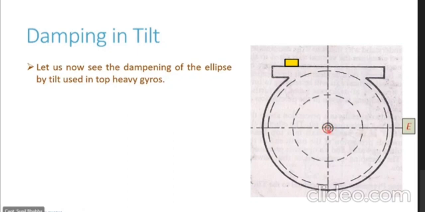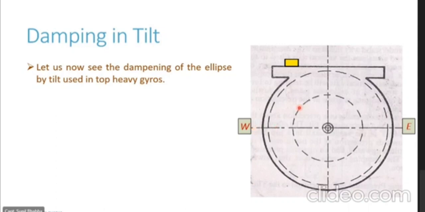So obviously, if the spin axis and the rotor are oriented in this particular way, you will be able to appreciate that in this case, the right side of the diagram will show the easterly direction. It is represented by the alphabet E. So the right side of the diagram shows the easterly direction, and the left side of the diagram will show the westerly direction.